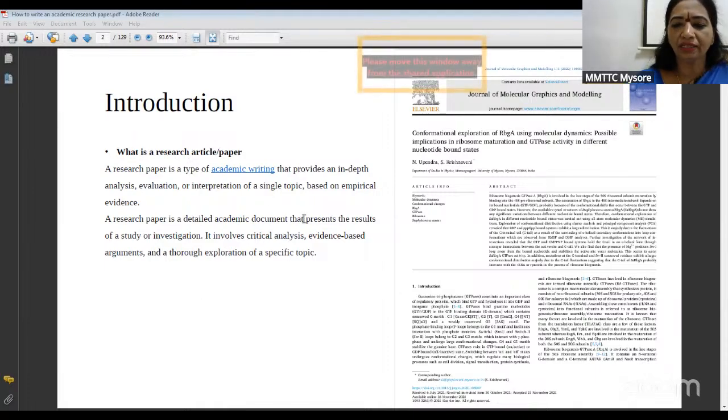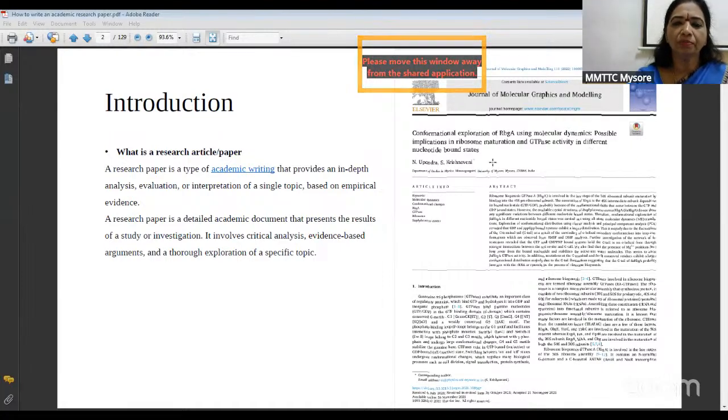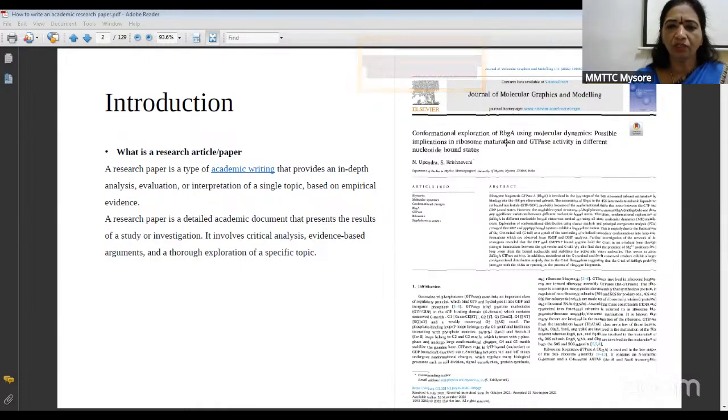So first of all, let us understand what a research paper is. A research paper is a type of academic writing that provides an in-depth analysis, evaluation, or interpretation of a single topic based on empirical evidence. For example, if I see the title of my paper, Conformational Exploration of RBGA using Molecular Dynamics, I should get a complete, in-depth idea about what we have done in this particular work. Using molecular dynamics, we have studied the conformational exploration of a GTPase called RBGA. Here we have also written possible implications in ribosome maturation and GTPase activity in different nucleotide bound states.